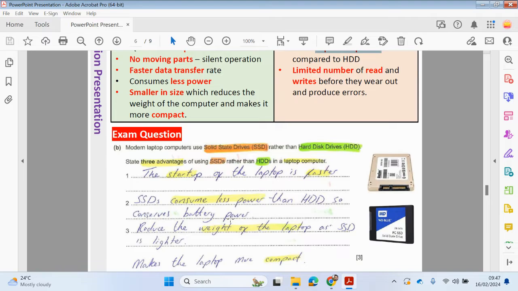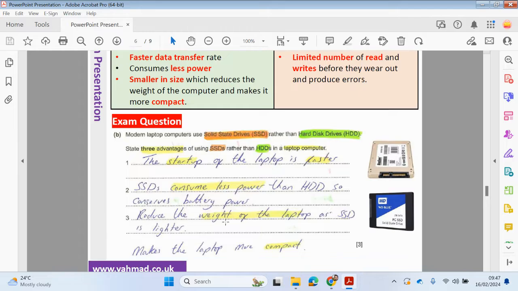Obviously, if you have a laptop and you're not plugged into the mains, that matters. Since the size is much smaller, it's going to reduce the weight of the laptop. And it makes the laptop more compact if the size of the hard drive is much smaller. So you just need to put three things down for this answer. This is just an extra point if you want to make it. And you can see the key parts I've highlighted in yellow.